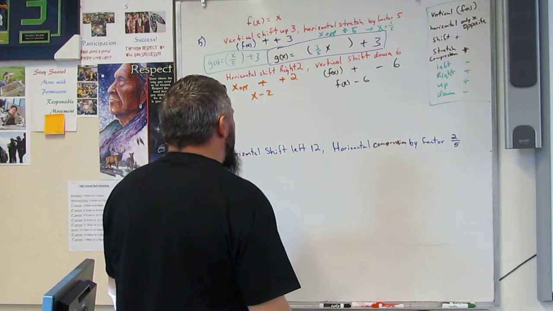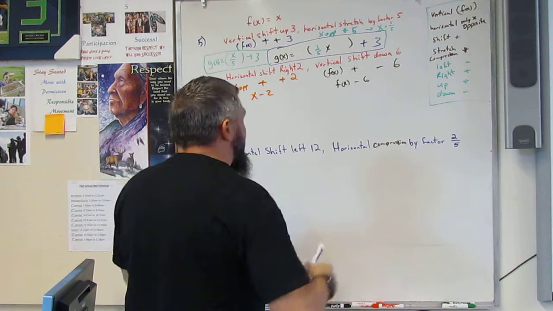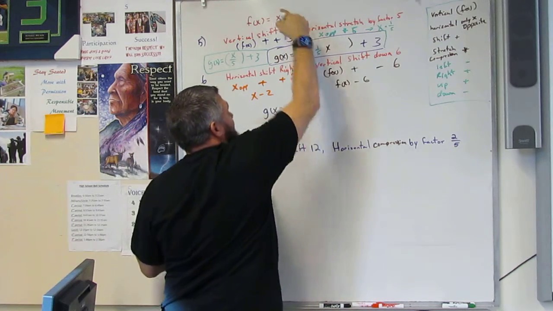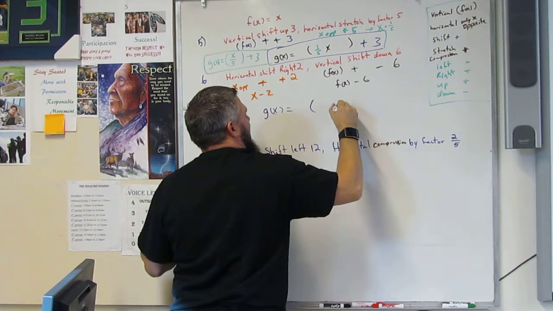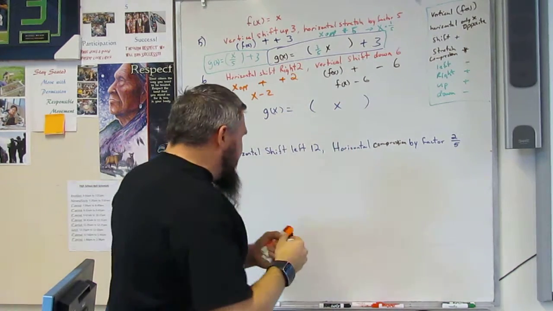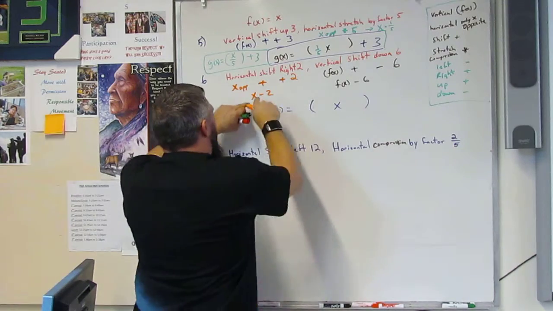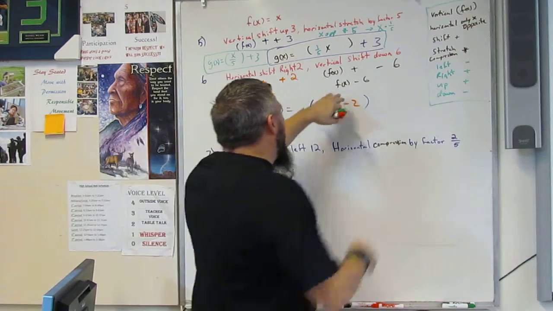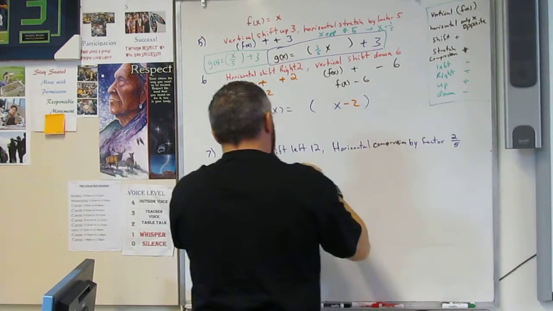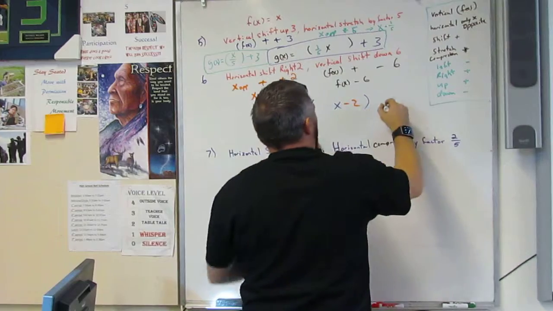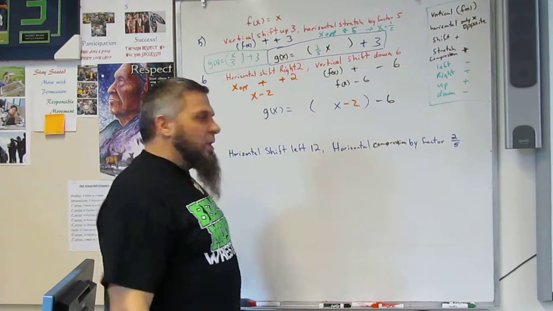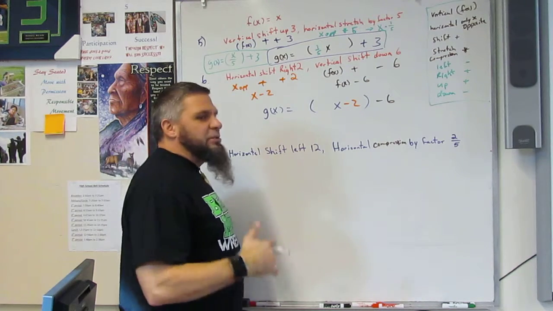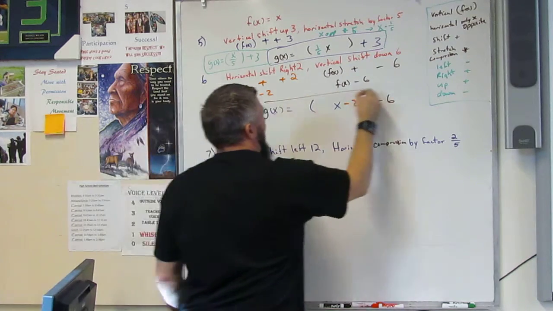Alright, so I still need my g of x, correct? G of x is equal to, and I take this function, whatever it is, parentheses, x, parentheses. And now I start putting in what I have. X minus 2. The whole function minus 6. So what I end up with there is g of x is equal to x minus 2 minus 6.